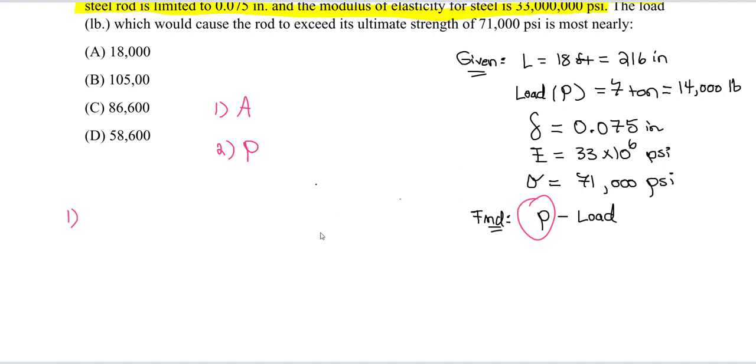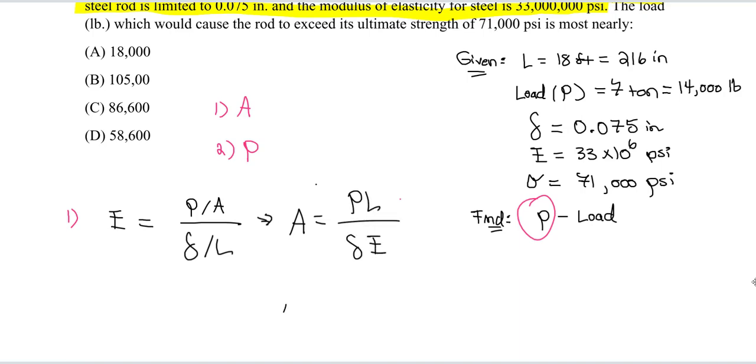So if I extract that equation, we know that the modulus of elasticity is going to equal the load divided by area. So this load is the 7-ton load, right, for the structure. And we have the deformation divided by the length. If you rearrange the equation, the area is going to equal the load times length divided by deformation times modulus of elasticity. So the area, what's the load here? It's the 7-ton, so it's 14,000 pounds. We converted that.